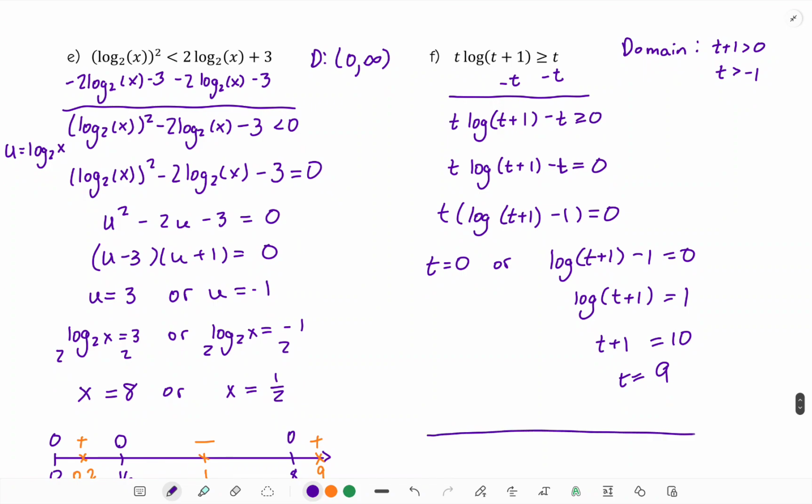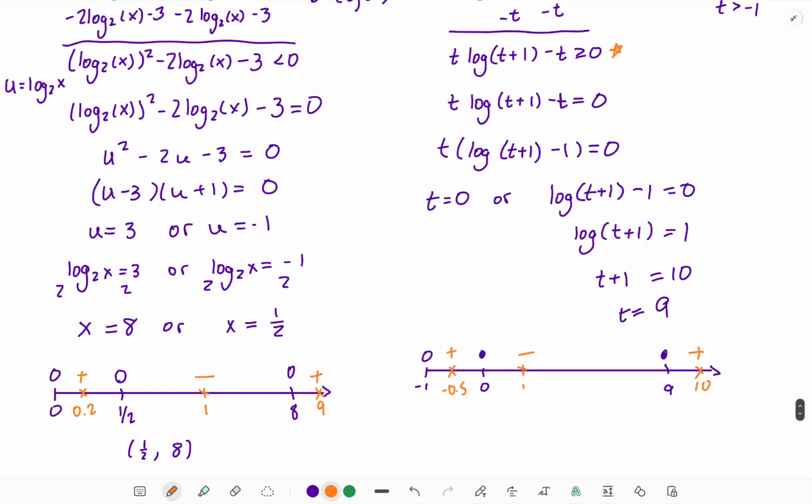So our sign diagram starts at negative 1. Then we got 0 and 9. And because of the equal sign, it is solid dots above those two. Then we could do negative 0.5, 1, and 10. And what do we get when we plug those into the original inequality up here? And we get positive, negative, positive.